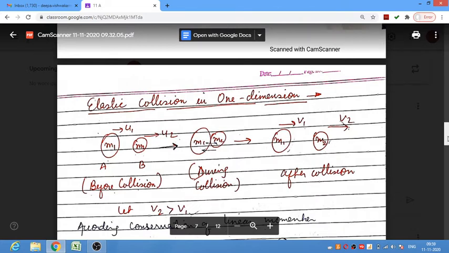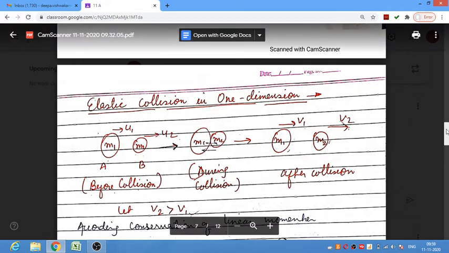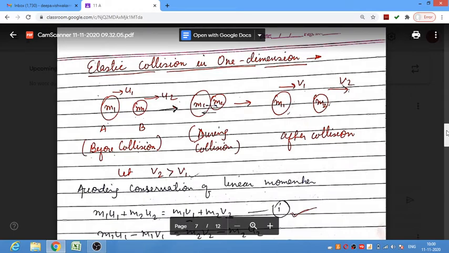So in this case we have to find the velocity after collision of each of the masses. There is a condition: two bodies are there, m1 and m2, both moving separately before collision with the velocities u1 and u2 respectively. During collision they will come in contact, and after the collision they will move separately with different velocities. m1 will move with the velocity v1 and m2 will move with the velocity v2.